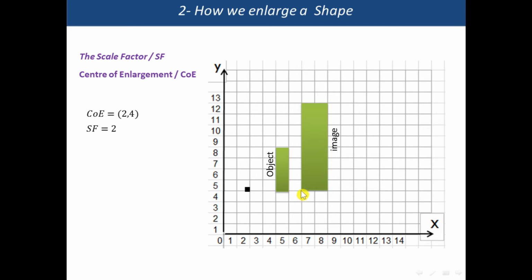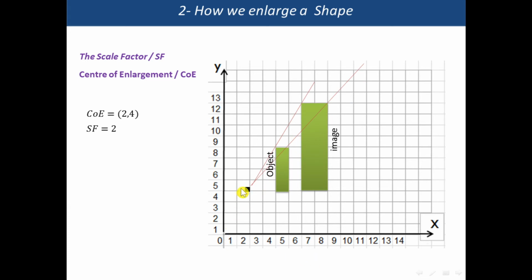This point is the corresponding point to this one. So if this point is 2 squares away from the center of enlargement, this corresponding point in the image has to be double that distance because the scale is 2. So it's going to be 4 away from the center of enlargement. And then you draw the length, every length only multiplied by 2. So when this is 4 squares here, here is 8 squares. So the most important thing is this point, where you start to draw your enlargement.